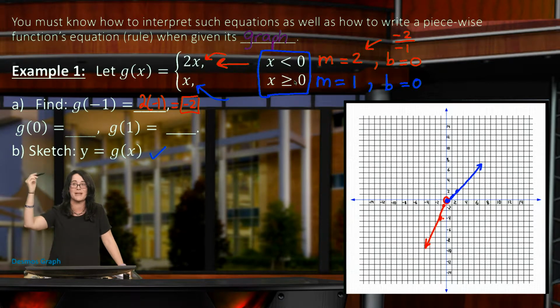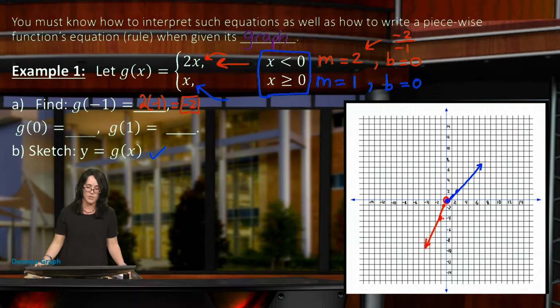You see it in two places. You see it over here where we have 2x whenever x is less than 0. You also see it when you have x whenever x is greater than 0. So which one is it, greater than or equal to 0? It would have to be equal to, wouldn't it? And so that would be our second piece.